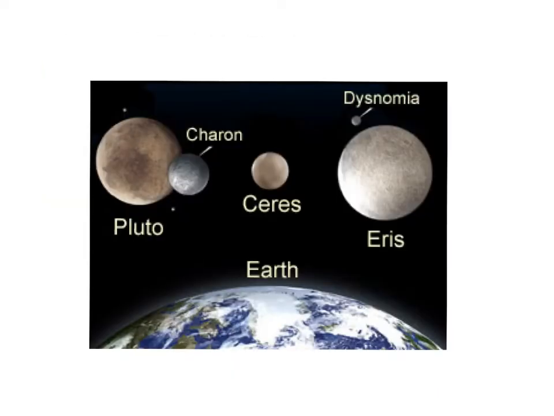Here's a size comparison of Pluto with some other dwarf planets in our solar system. And as you can see, while Pluto is larger than some, it's not even the largest dwarf planet. We got Eris over here. So yeah, these are the dwarf planets. Some of them, like Ceres, are actually classified as asteroids as well as dwarf planets.